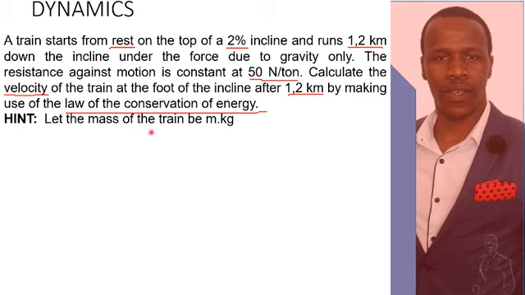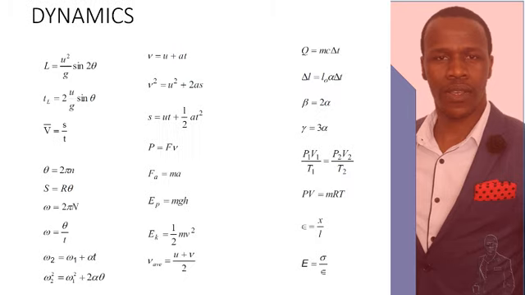We're given the hint as well: let the mass of the train be m kg. Alright, this is our hint, so we can use it to find what we want. Now let's go to the list of formulas. So we have EP equaling mgh, we have EK equaling half mv squared.